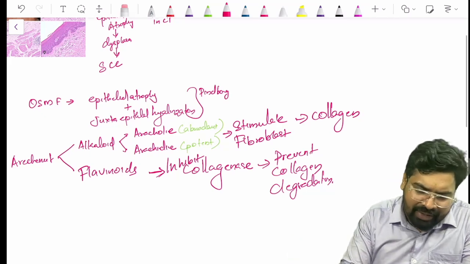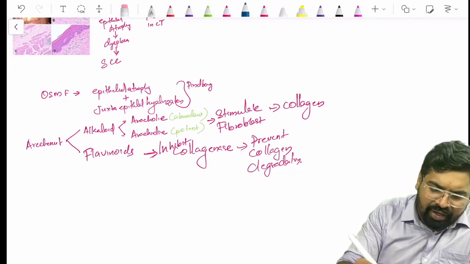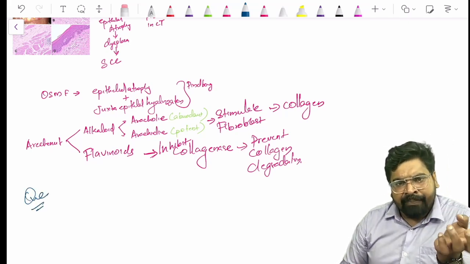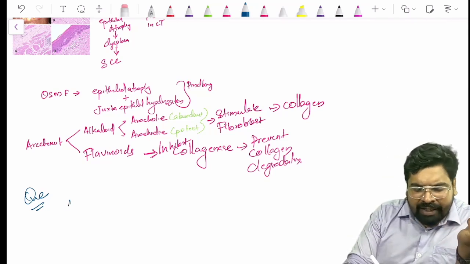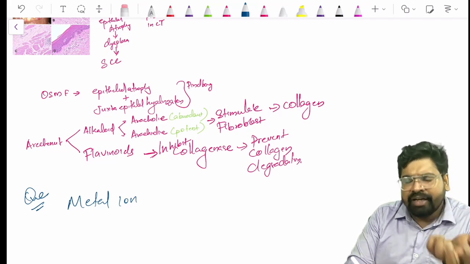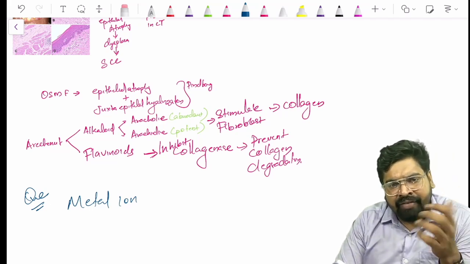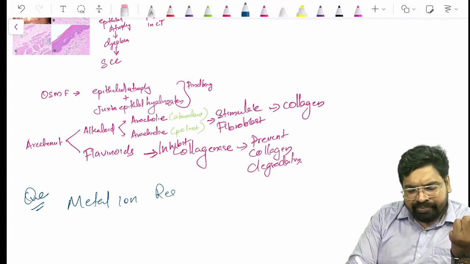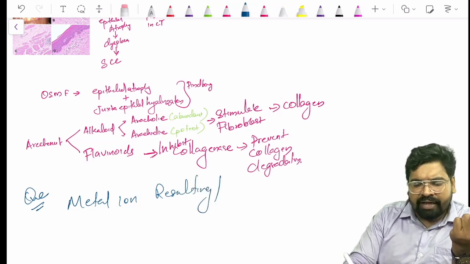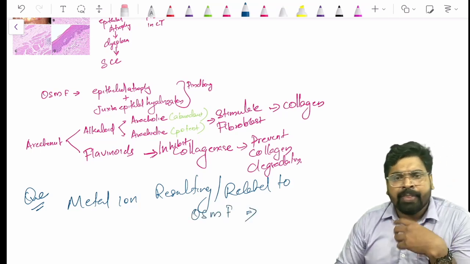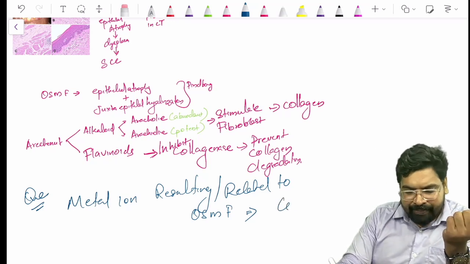And there was one MCQ question regarding this OSMF. Can you name a metal ion which is causative, or which is related to this oral submucous fibrosis? Okay, this metal ion is copper.